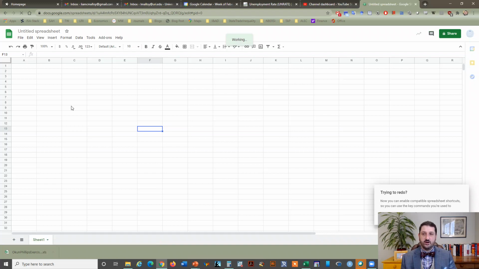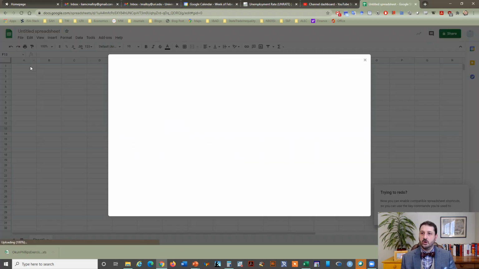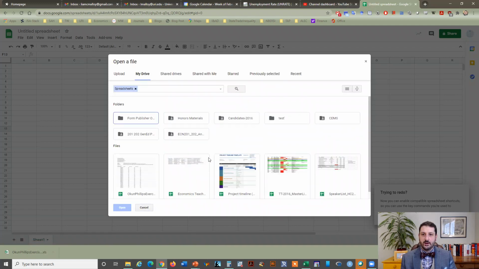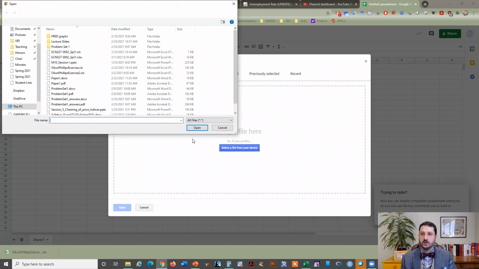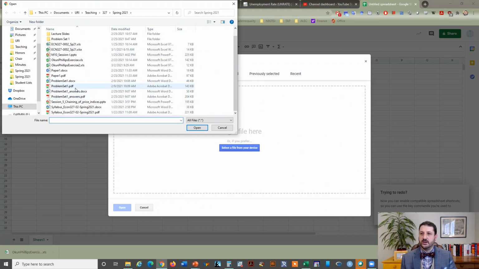We'll just open up a blank tab here, and we'll go to File. All right, so we have our blank Google Sheet. We're going to go to File, Open, and we're going to upload because we saved it to our computer. We'll choose. All right, so here we have it. It was called Opens Philip Exercise 2.